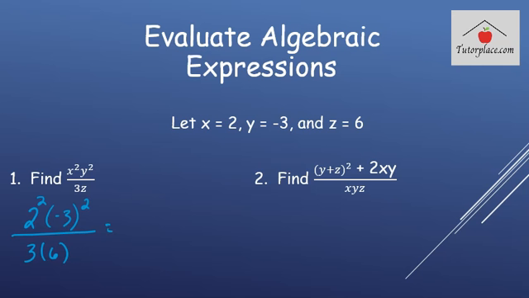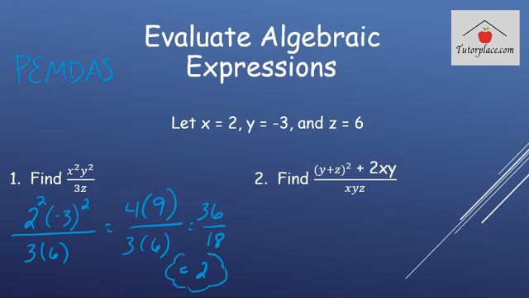Okay, so we need to do our parentheses, but if there's nothing to do inside the parentheses, then you're going to go ahead and do the exponents next. So 2 to the second power is going to give you a 4. And I'm going to put a parentheses here just so I know to multiply. So negative 3 squared is 9. And on the bottom, I have 3 times 6. So on the top, I have 36 over 18, and that turns out to equal 2.